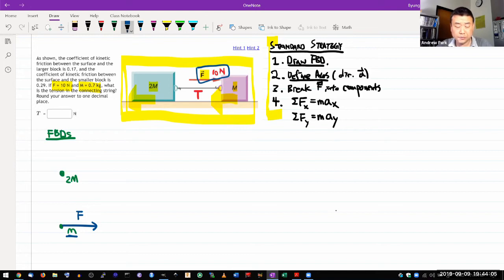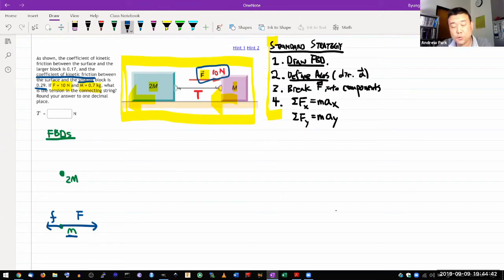And what I do is I keep asking myself this question: did I draw all the forces in the system? The question said something about coefficient of kinetic friction between the surface and the smaller block at the value of 0.29. So it would be a very odd thing for the problem to say that if there wasn't a friction force acting on the mass. So, all right, I draw a friction force.